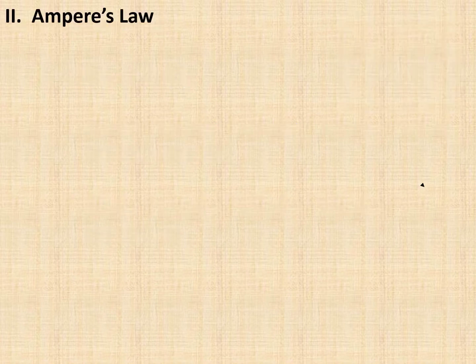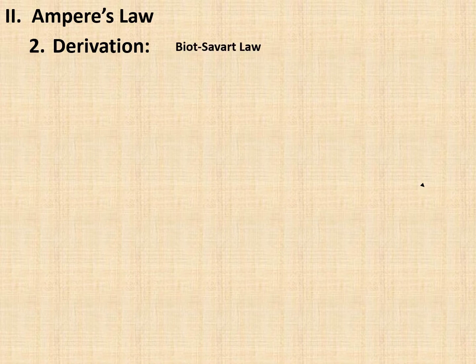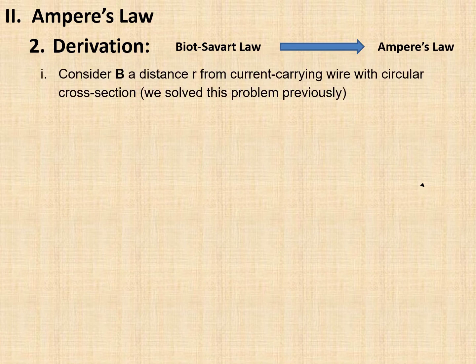So before we get ahead of ourselves, we'd better address the very fundamental question: what is Ampere's law? Rather than simply stating Ampere's law, we can derive it from a previous calculation we made using the Biot-Savart law. You recall in the last lecture that we calculated the form of the magnetic field at an arbitrary point outside of a current-carrying wire with a circular cross-section.